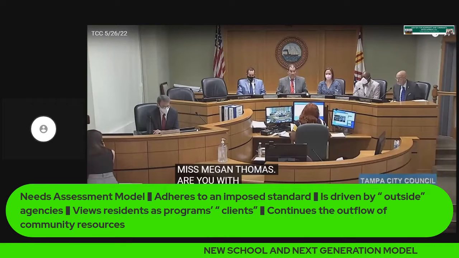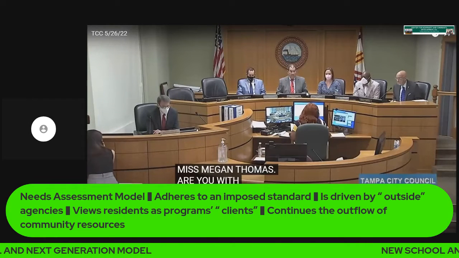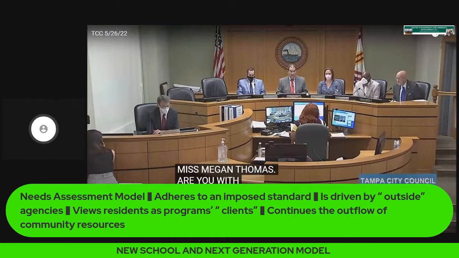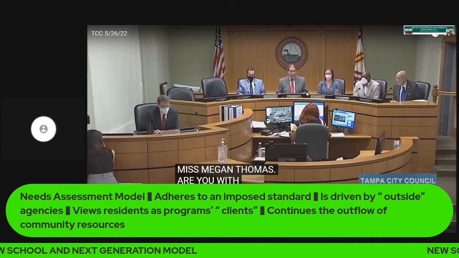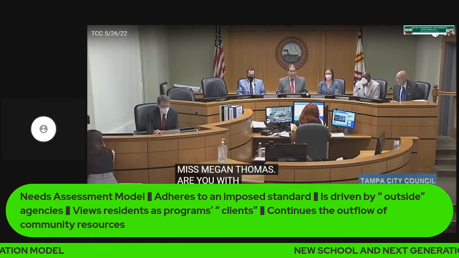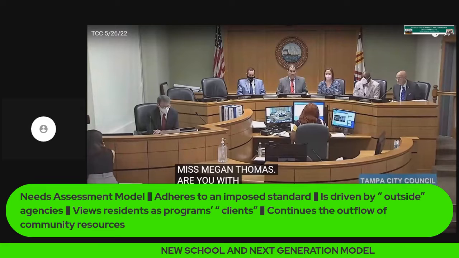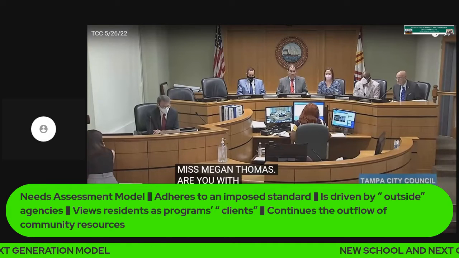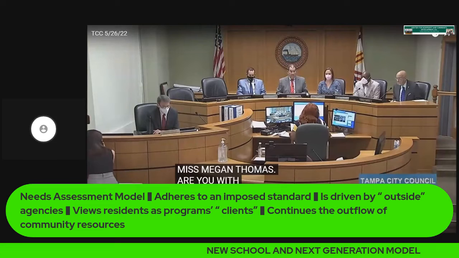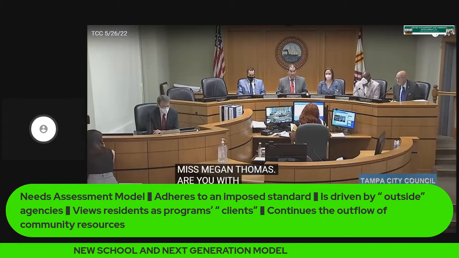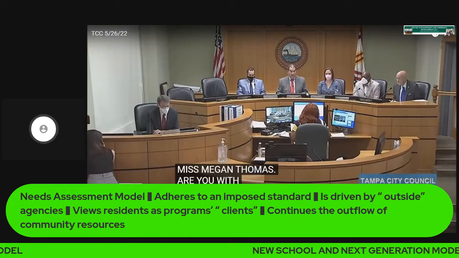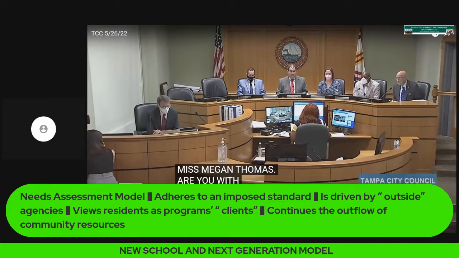The other thing it does when you use this model is that it adheres to an imposed standard. He who controls. The other model, and it's the model we use, is known as an asset building model. Let's talk about some of the characteristics. Well, first of all, it focuses on building existing capacity. It is relationship driven. It promotes self-sufficiency, and it recycles resources within the community. Remember when we're talking about need assessment, how it outflows resources? Well, asset building, in fact, recycles the resources.